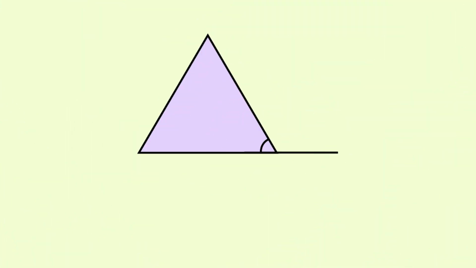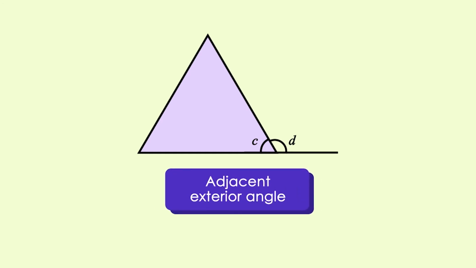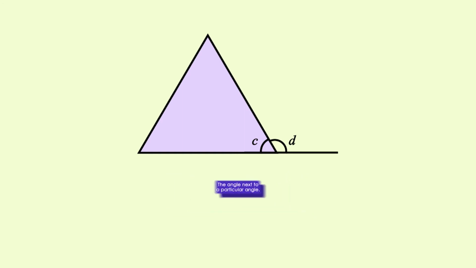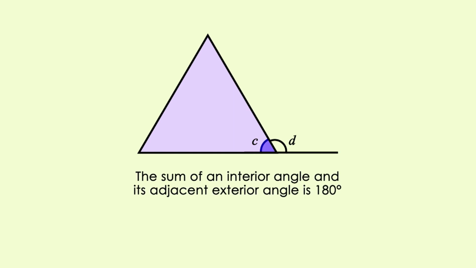Next, we will be looking at the relationship between the interior angle, labeled as C, and the exterior angle, which is labeled as D. D is called the adjacent exterior angle. Adjacent angle means the angle next to a particular angle. It can be said that when we sum up the angle C and the angle D, we will get 180 degrees. Do you know why?